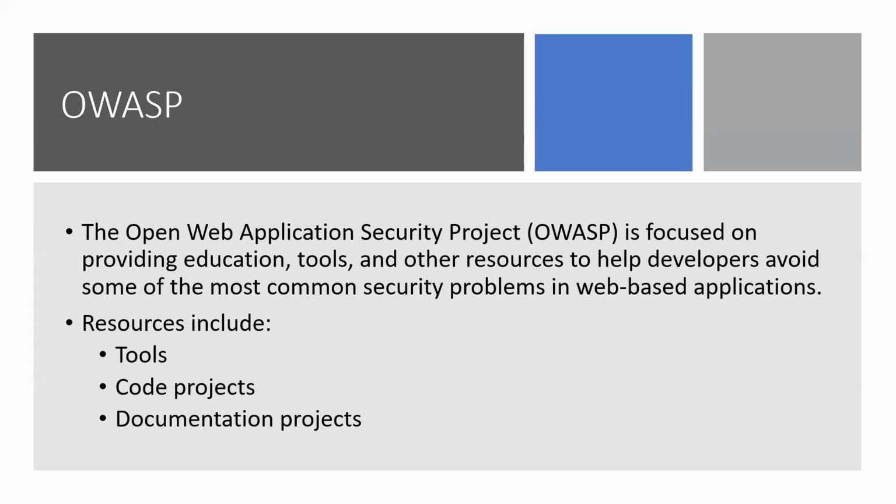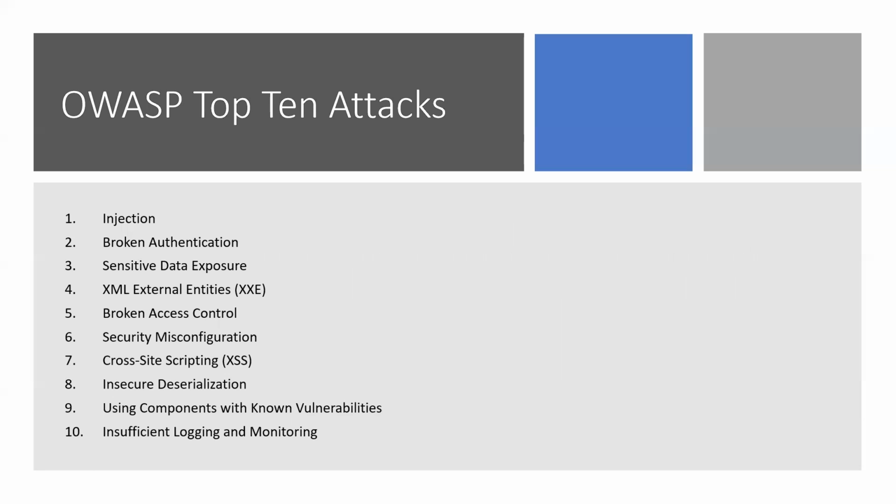And then for documentation projects, OWASP is perhaps best known for its documentation projects, right? Because it includes the Application Security Verification Standard, the Top 10, which describes the top 10 most common security issues in web applications, and the Cheat Sheet Series, which explains how to mitigate those issues. So let's look at the Top 10 directly. So here are the top 10 attacks as compiled by OWASP.